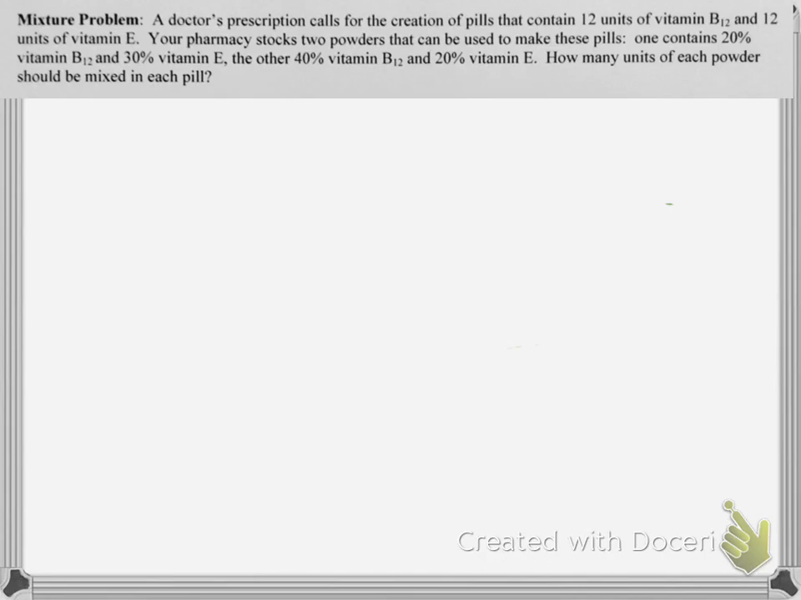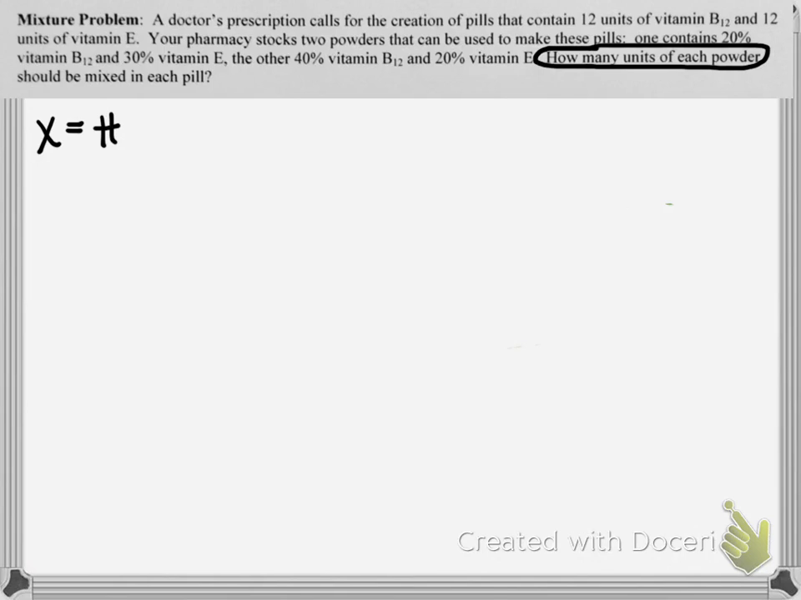So we want to begin with a variable key, and we need to analyze what the unknowns are in the problem. What are we looking to find? This last sentence tells us we're looking to find how many units of each powder. There are two different powders that we're going to be mixing together, and we don't have a name for the powder in the problem. Be careful because we're not looking at how much vitamin B and how much vitamin E we're mixing, but rather the one powder contains both vitamin B and vitamin E.